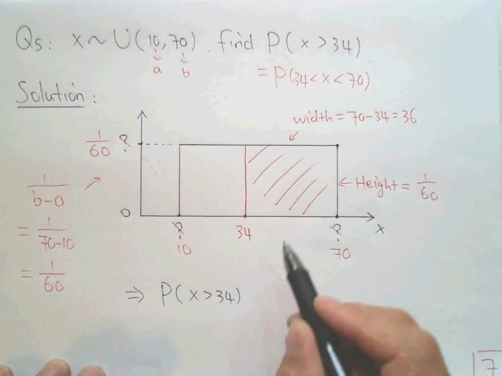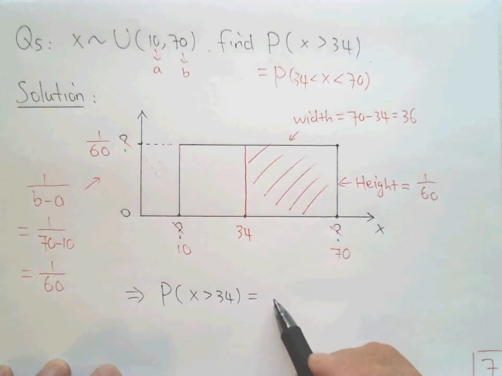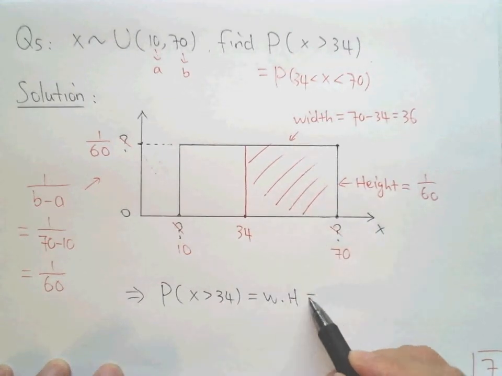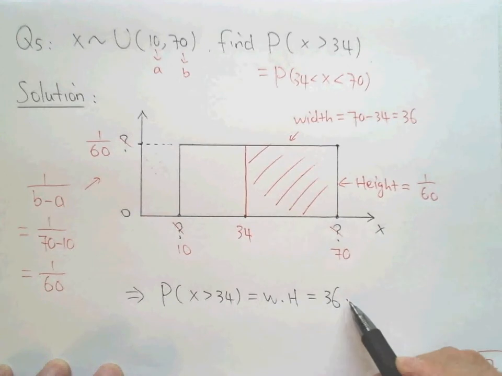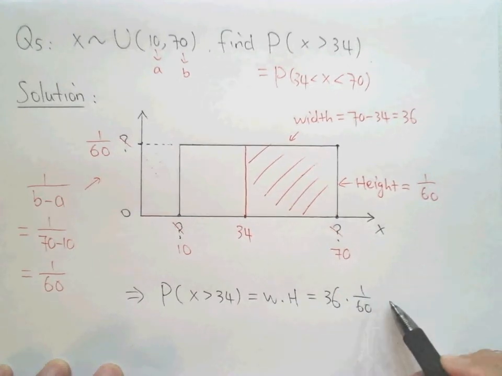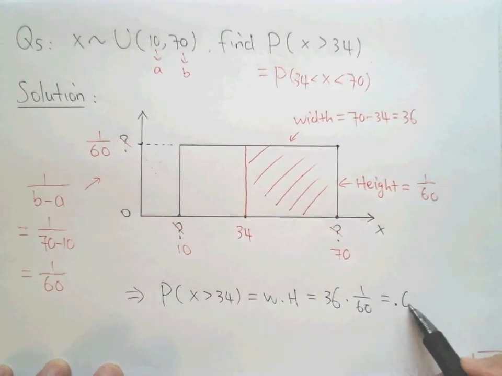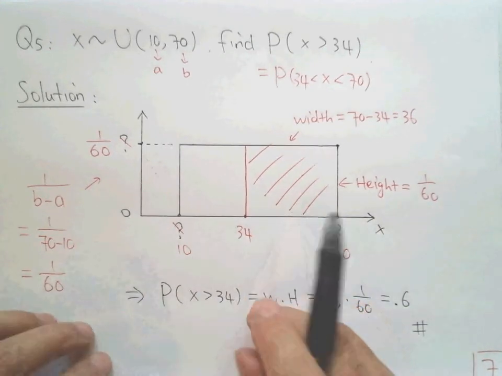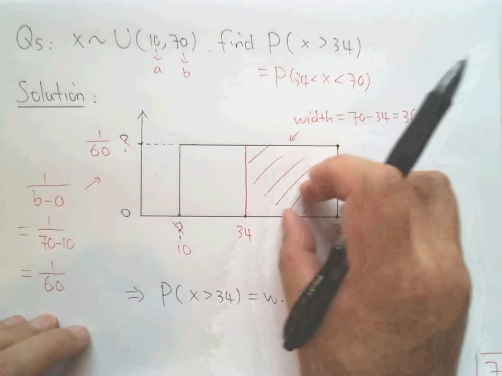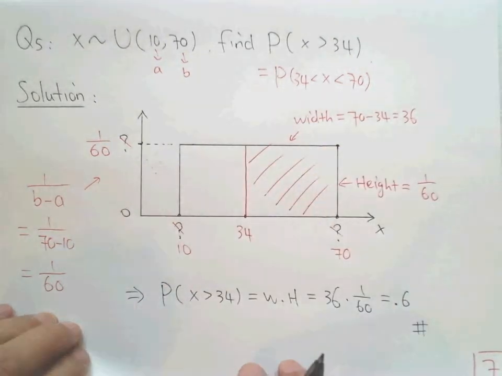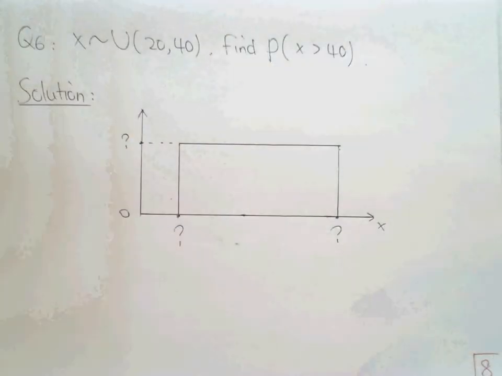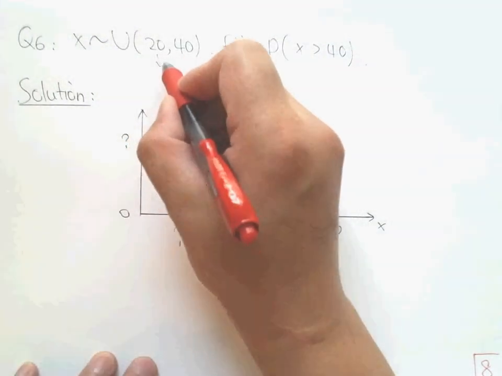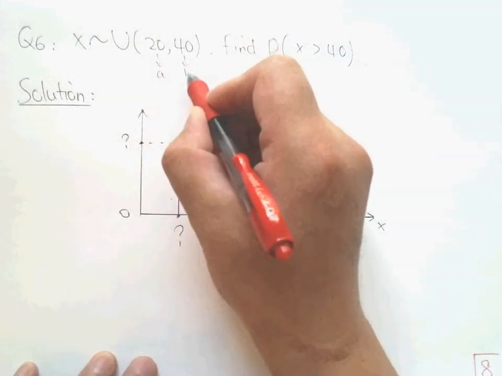Okay, now we have everything. So the probability we know, X greater than 34 is the area of this small rectangle. The width times the height. The width is 36. The height is 1 out of 60. You do calculation is 0.6. 60% of the chance the variable going to here. Okay, or you simply say 60% of the area among all. Okay, the same. The last question.